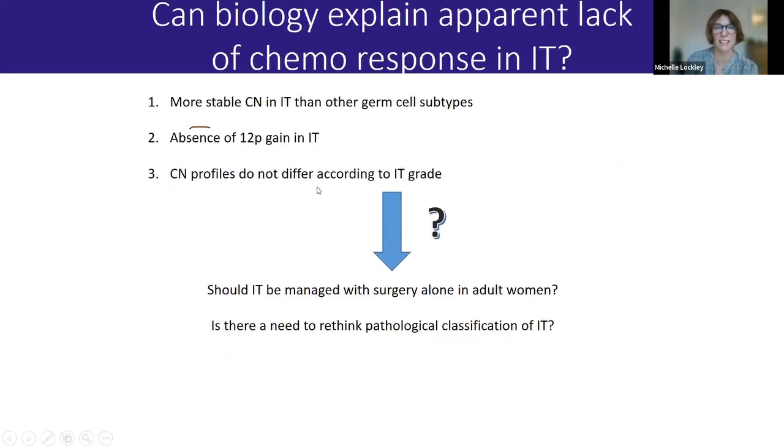Okay, so can we explain this lack of chemotherapy response in immature teratoma? Well, biologically it looks different. It's got more stable copy number than other germ cell tumours. It doesn't have 12p gain. The copy number profiles don't differ according to IT grade. And so it just begs the question, are we right in what we're doing, managing these patients with surgery alone? And also, is there a need to rethink the pathological classification? And we had an opinion on that, and it's published if you want to read it.